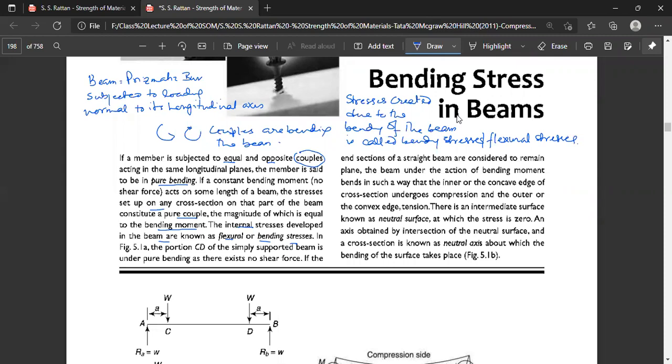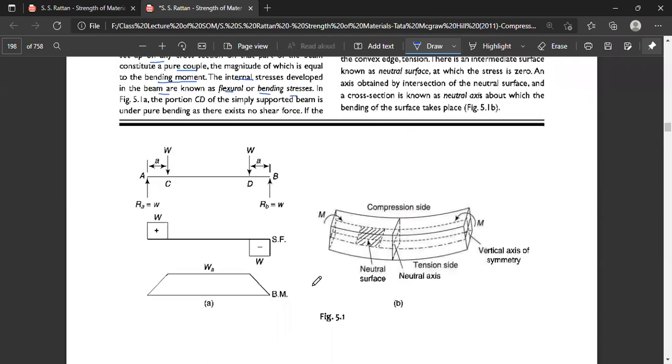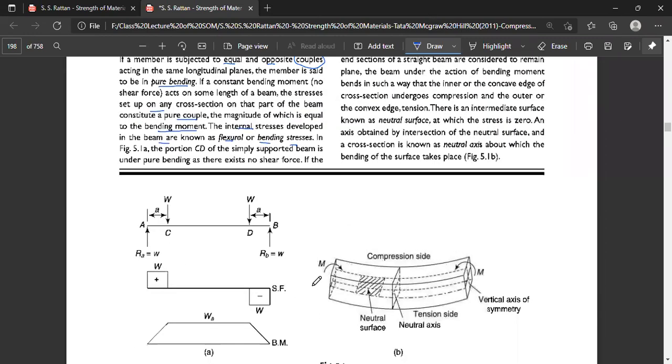In the figure, a portion CD of the simply supported beam is under pure bending, as there exists no shear force. Figure 5.1 is shown here. The portion CD, from here to here, of the simply supported beam is under pure bending, as there exists no shear force, meaning there is no vertical force acting on this area of the beam. So the beam is under pure bending, as there exist no shear stresses.